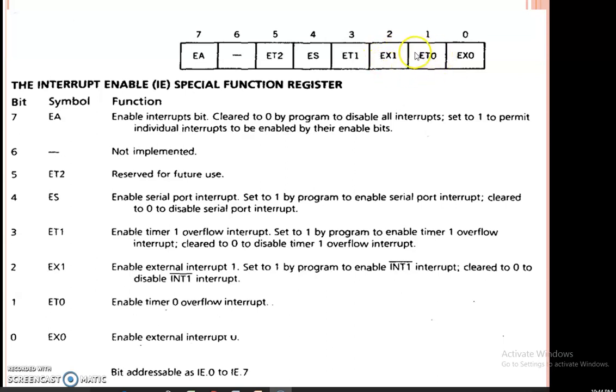Next, ET0. T means timer, 0 means timer 0. So we enable or disable the timer 0 interrupt with the help of ET0.